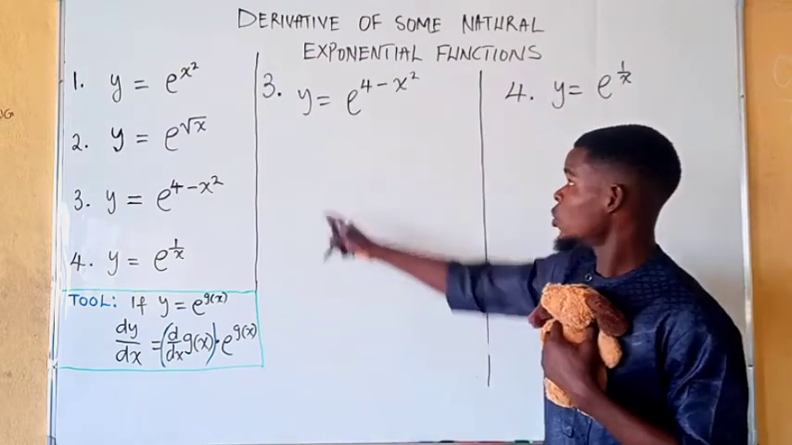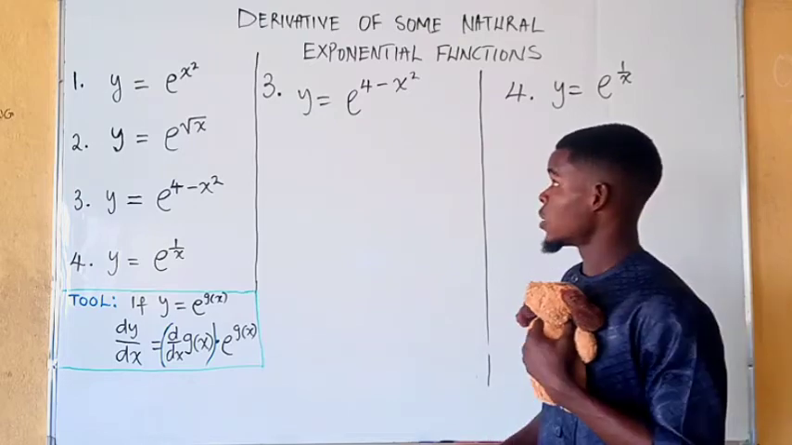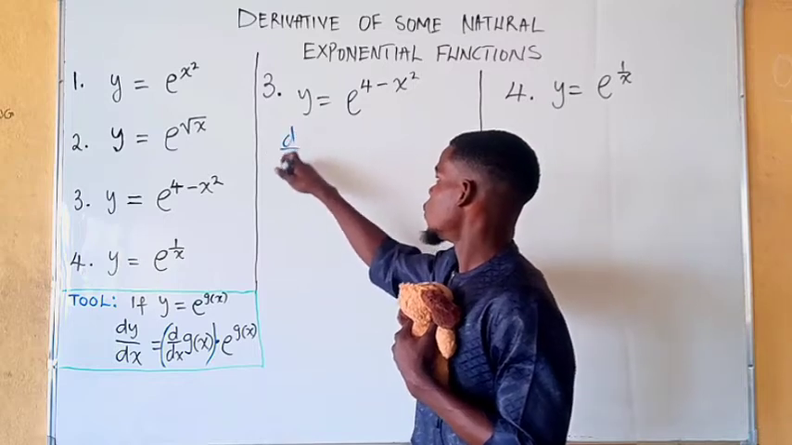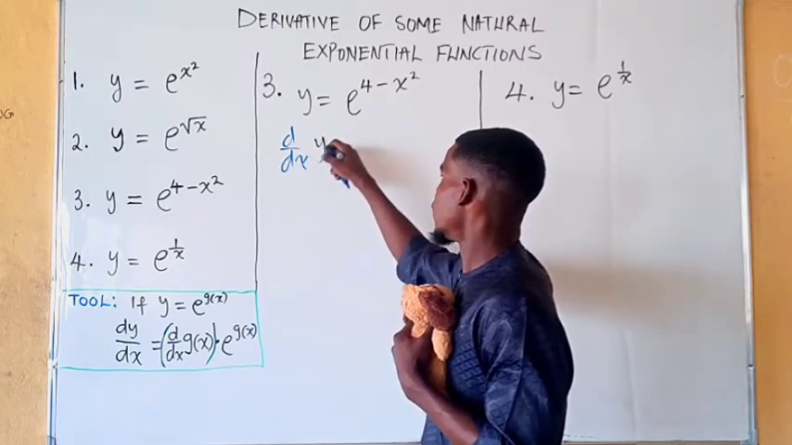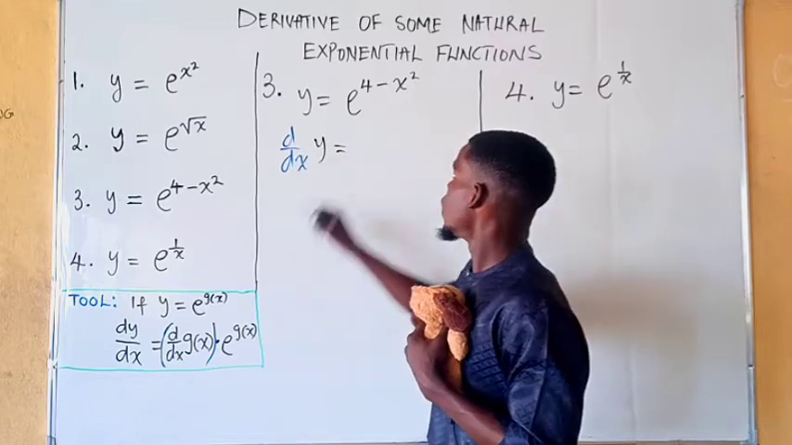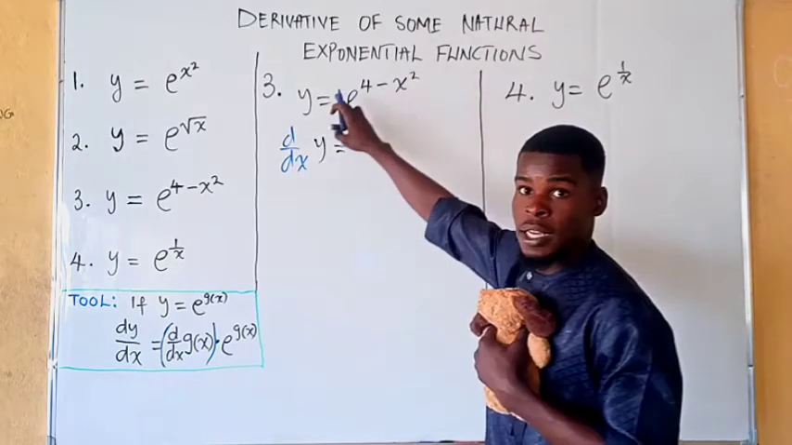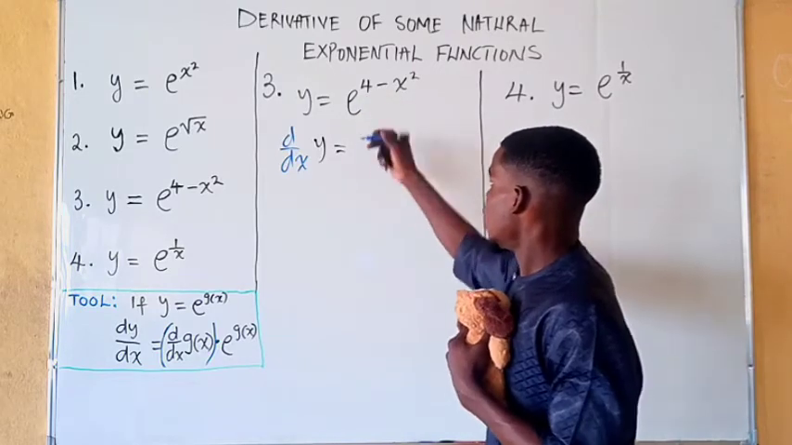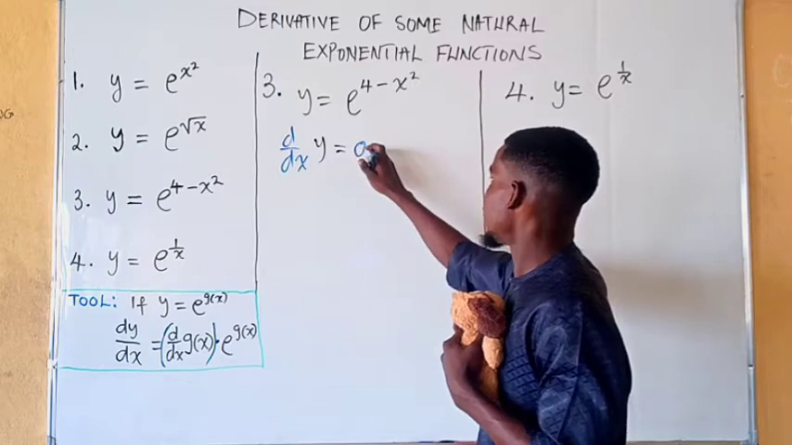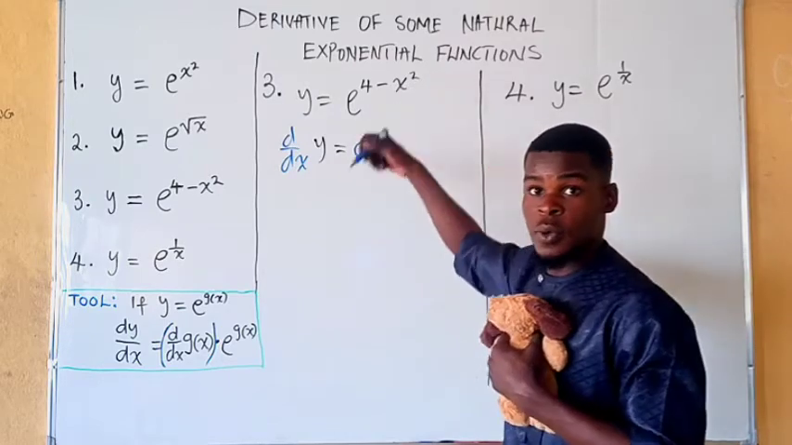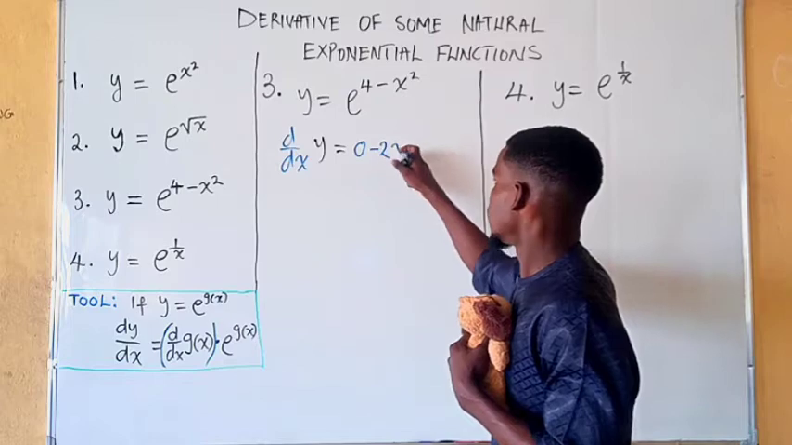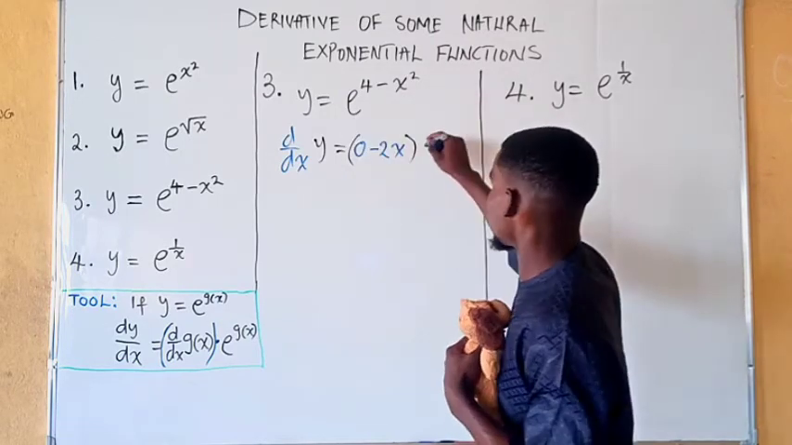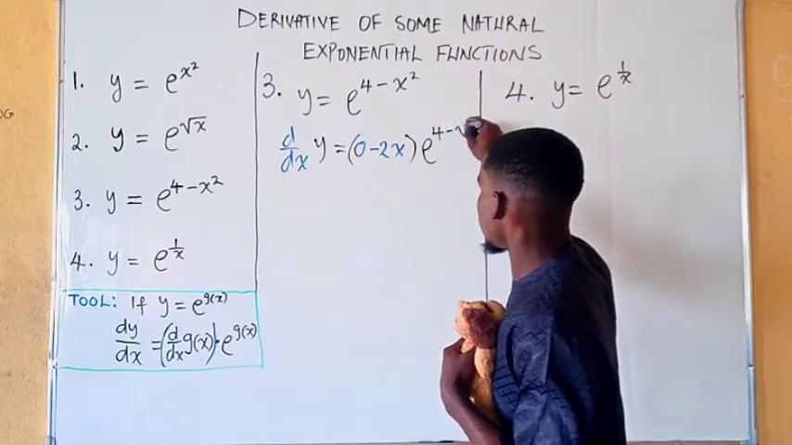Okay, so here we have the third question, y equals e to the power 4 minus x squared. Good. So let's go ahead and just differentiate this real quick. So we have the derivative with respect to x of y, right, to be, well, here we're going to differentiate the power, okay, as usual. So when we differentiate 4 with respect to x, we just have 0, then put down the 0, then minus, we differentiate x squared with respect to x, we have 2x, right? Good. And then we multiply the whole result with the whole function itself, right?